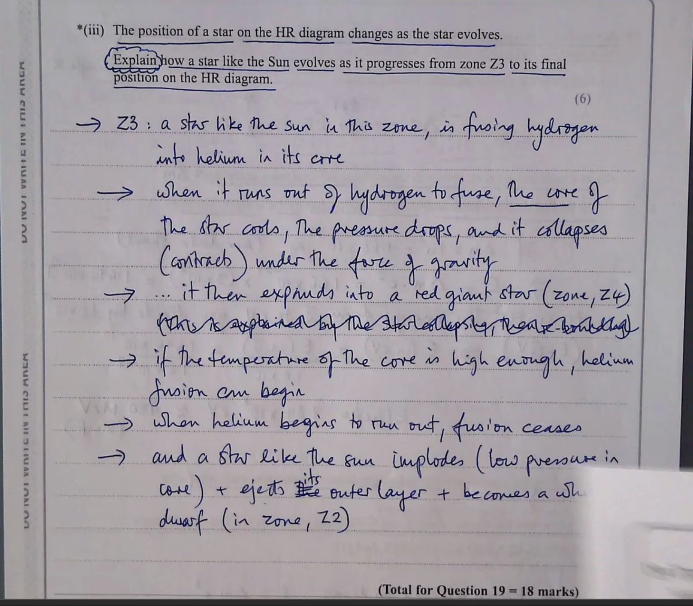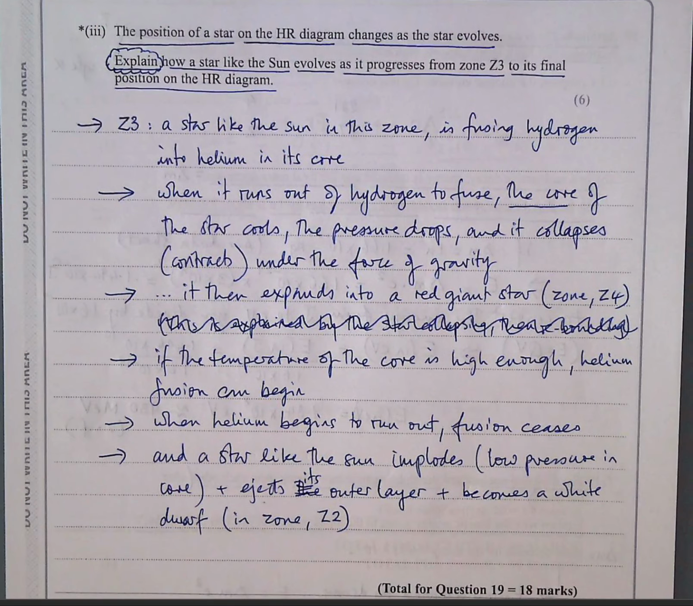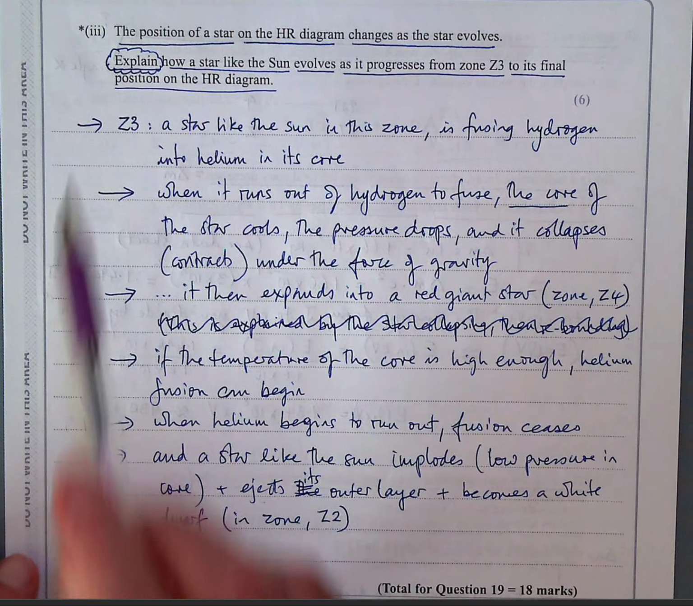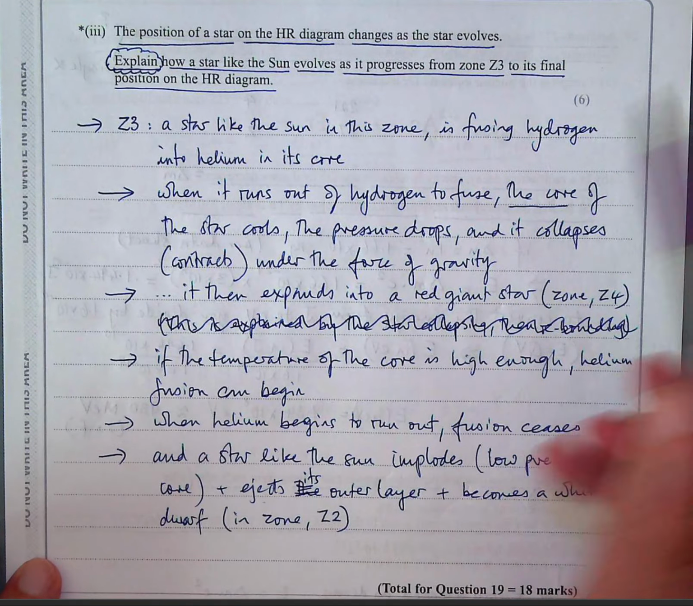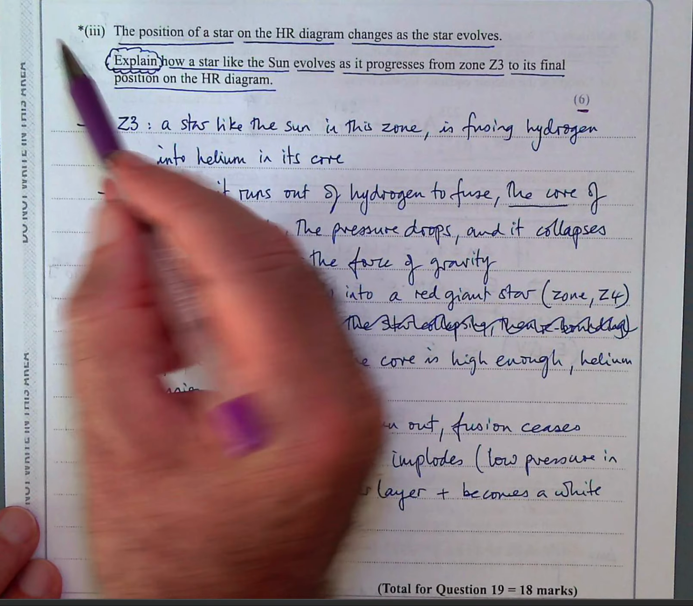And we're on question 19, is that right? No, we've done 19. We're on the last part of question 19, yes. The last part of question 19 is an asterisk. It means it's a 6 marker, okay? And it's the quality of your written communication that will get you the marks.